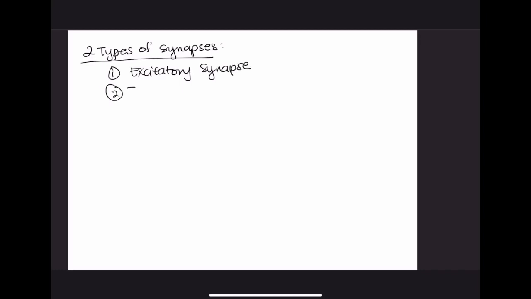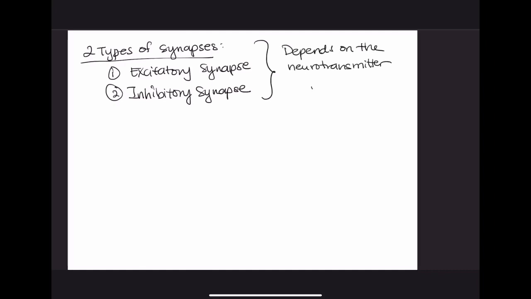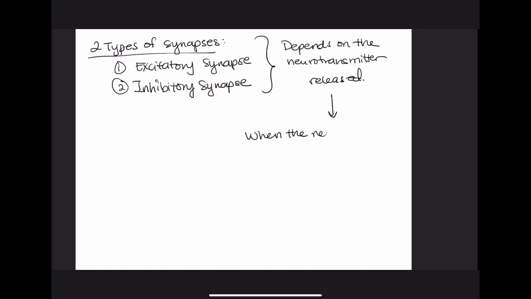Now, this is where we get to the main part of our video, which is the two types of synapses that occur. The first type is the excitatory synapse. The second type is the inhibitory synapse. The factor that determines what type of synapse occurs depends on the neurotransmitters that are released. These neurotransmitters bind to the postsynaptic membrane, where they affect ion permeability.